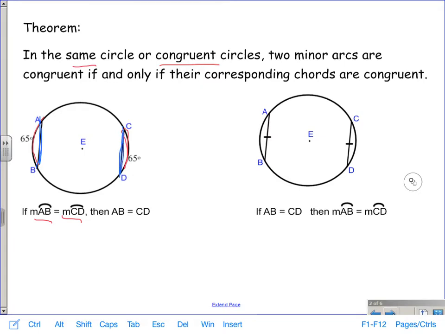And working conversely, if AB is congruent to CD, so if these two chords are congruent as it's notated in the diagram, then these arcs are going to be congruent as well. And they're minor arcs, again, minor arcs are less than 180 degrees. That's what we have here, okay?